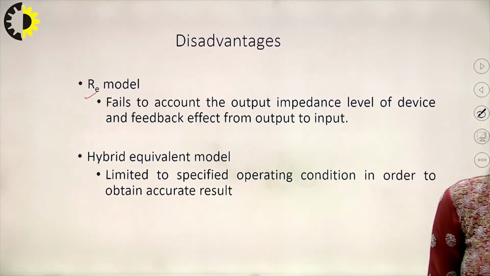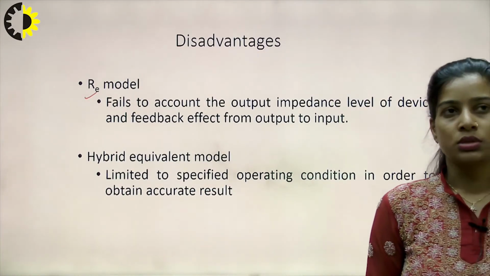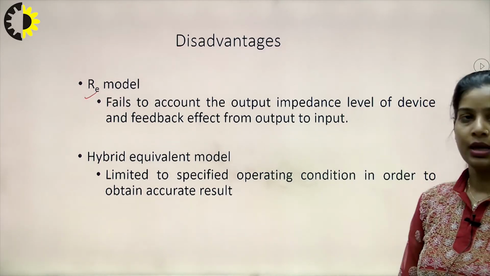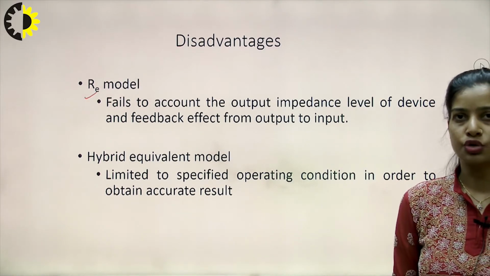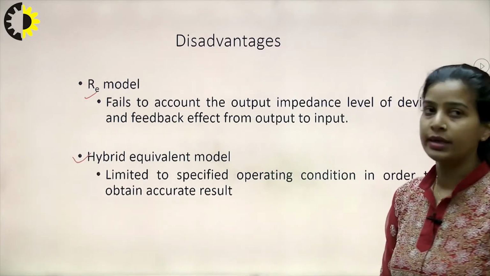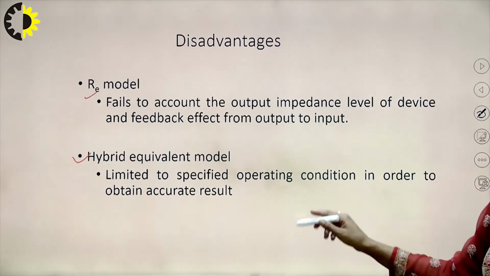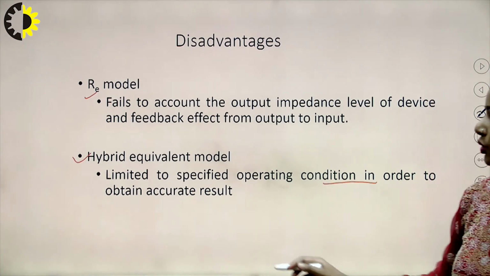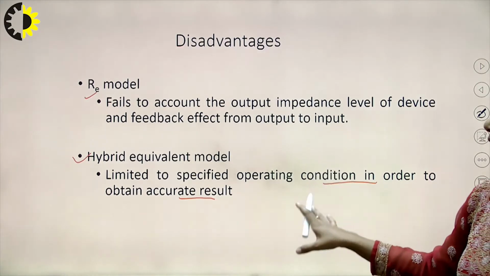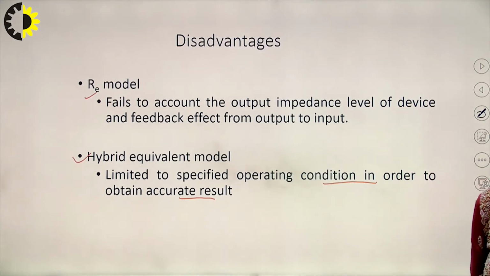The RE model fails to account for the output impedance level of the device and the feedback effect from the output to input, and the hybrid equivalent model is limited to a specific operating condition in order to obtain accurate results. So these are the limitations of the two models.